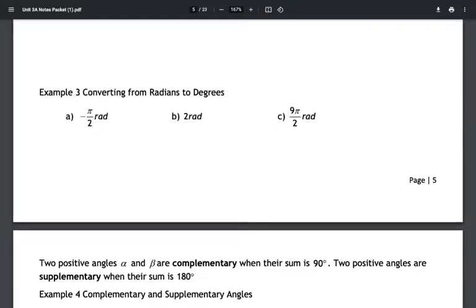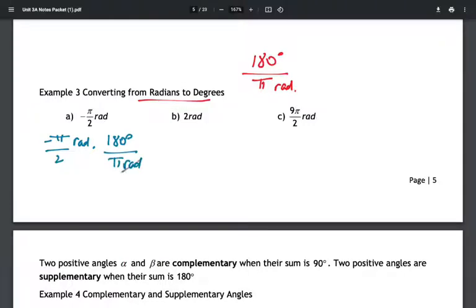Okay, now we're going to convert from radians to degrees. And remember that 180 degrees is the same thing as pi radians. So this first example, we have a negative pi over 2 radians, you're going to multiply it by 180 degrees over pi radians. That way your radians will cancel out. Multiply straight across and you get negative 180 pi over 2 pi.